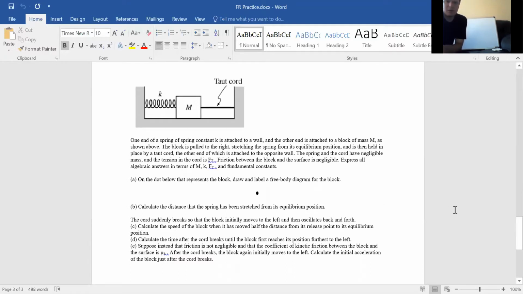And then fundamental constants. And so the first time I did this, I didn't put it in terms of those. And so just be careful when you're solving these. You might get an answer that's algebraically correct, but it's not what they're looking for because they're specific about what they want the final answer in terms of. And so let me stop screen share here. All right, so that's the setup.